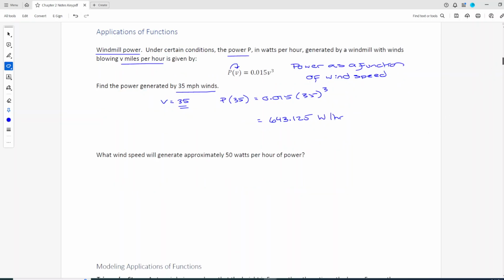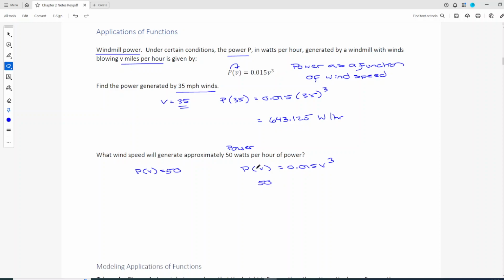Can you pause the video and think about, in this question, what are they giving you this time? Are they giving you wind speed, or are they giving you power? Hopefully your answer to this was that they are giving you power. So in this case, they are telling you that power as a function of wind speed is 50. So what you're going to do is, in the equation, power as a function of wind speed, you're going to put in P of V is 50.